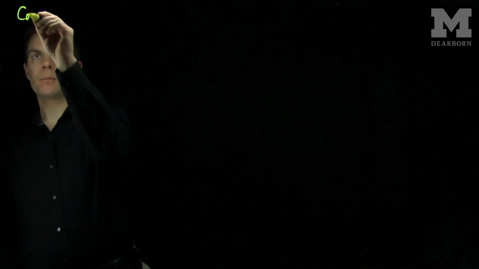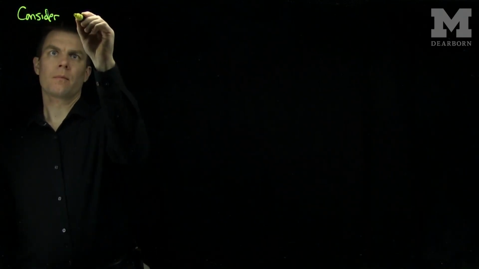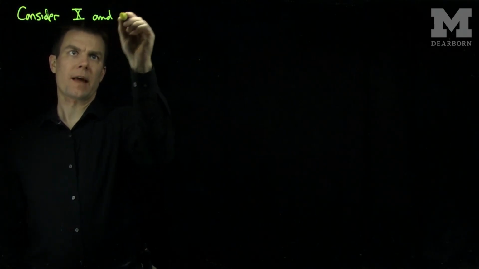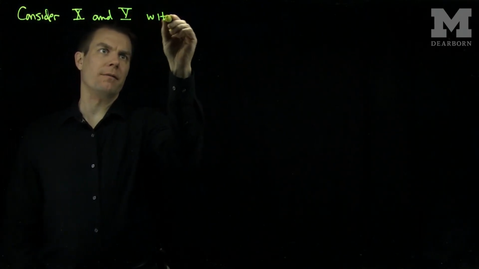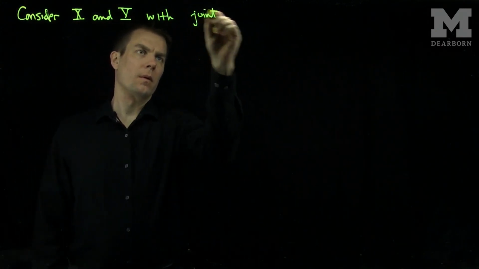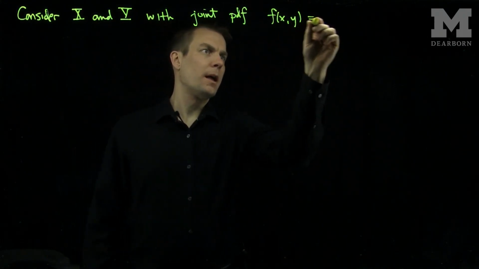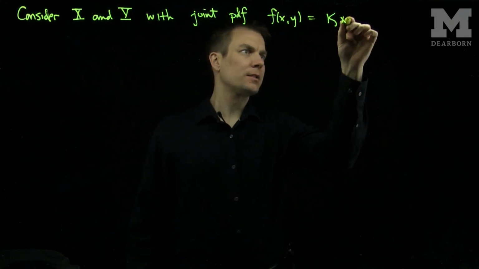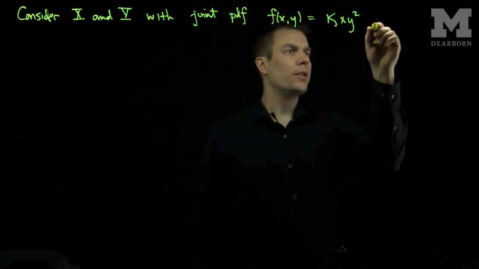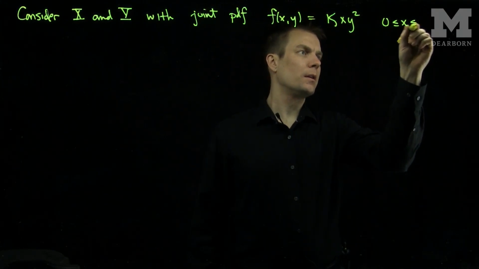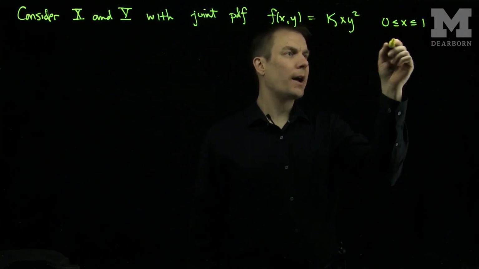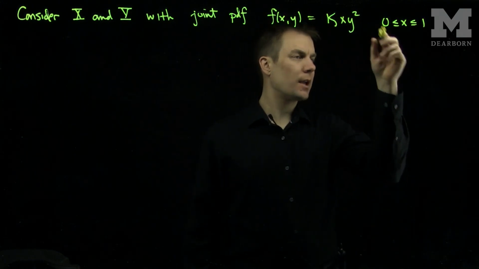Hello students, in this video we'll see how to use the continuous joint distribution function of two random variables to compute a certain probability. Let's consider two random variables X and Y with a joint PDF f of x, y, which is a constant k times x y squared, in the region x between 0 and 1, and y between 2x and 2.